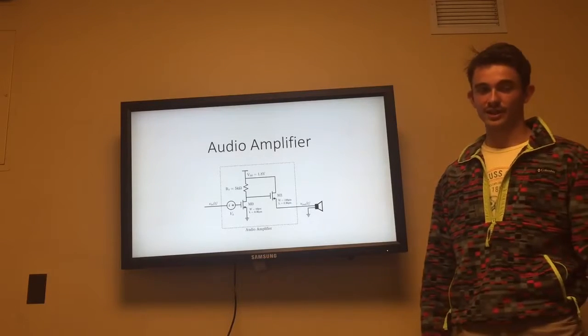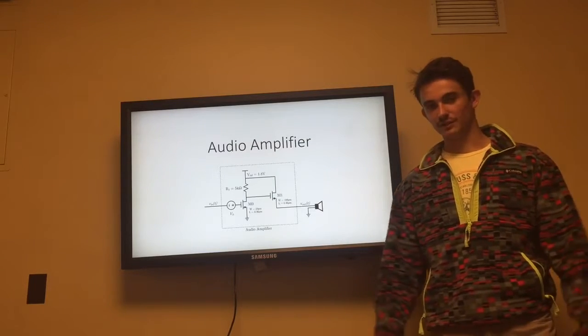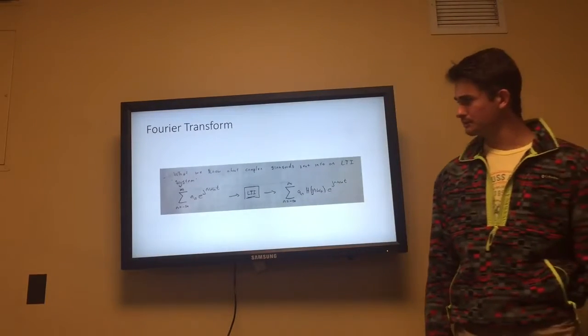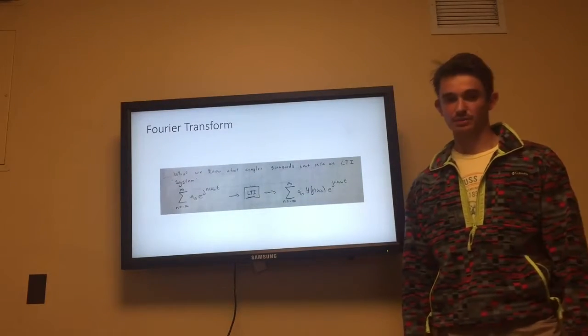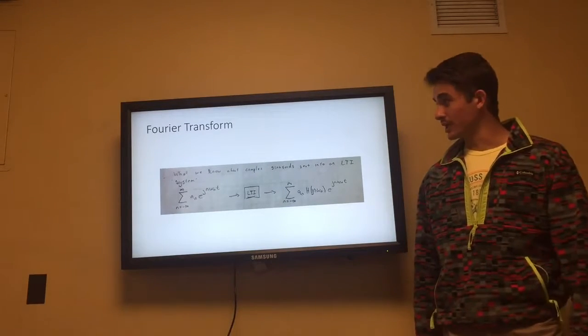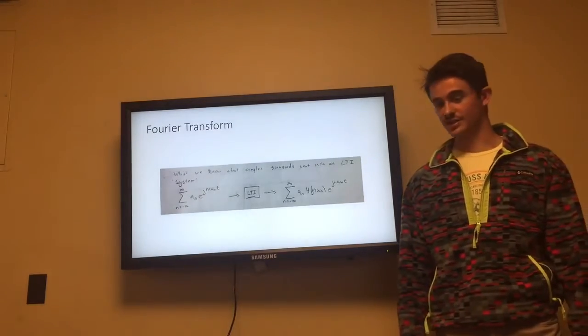So today we're going to be talking about the audio amplifier, which is common in almost every cell phone there is today. We'll first start by talking about an important property of systems, and that's the Fourier transform. And we'll be using this property throughout to explore different V-ins.